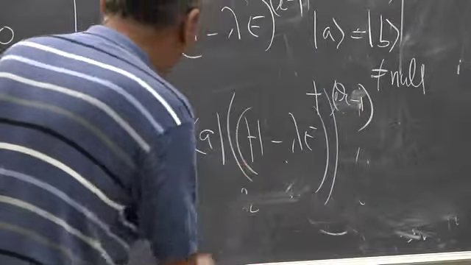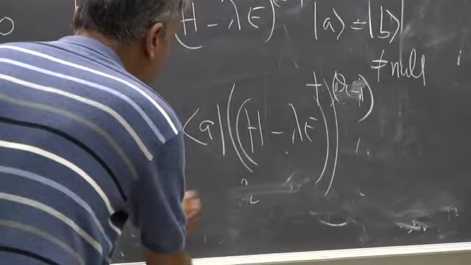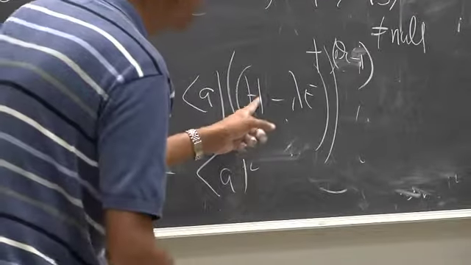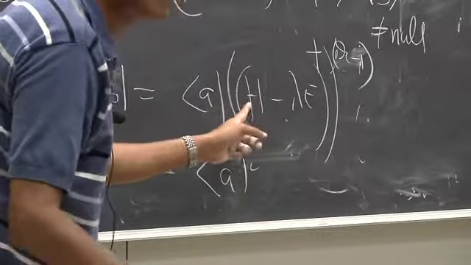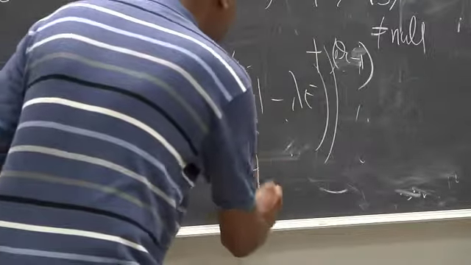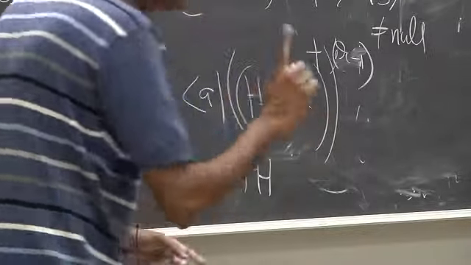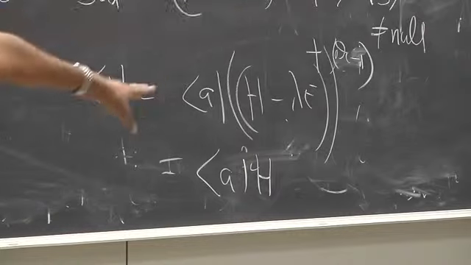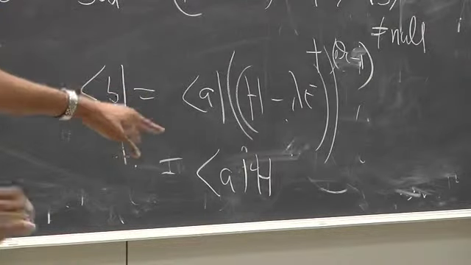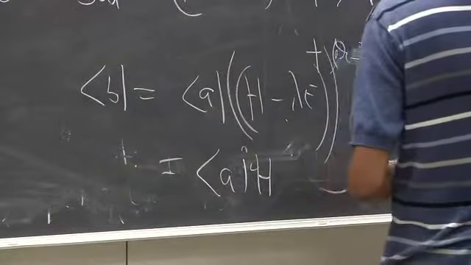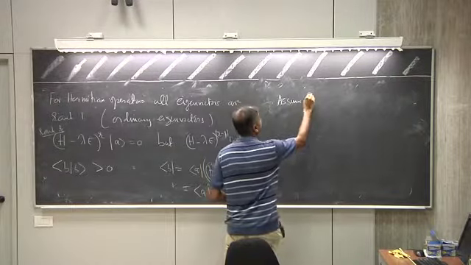So let's take the dual of that. That gives you simply A, and the adjoint of H is the same as H because H is Hermitian. So you get here H, and lambda is real. I have to prove that also, but let's assume for the moment that lambda is real.